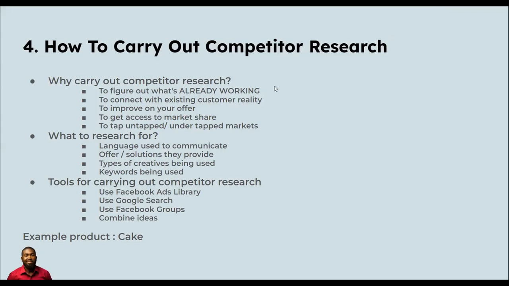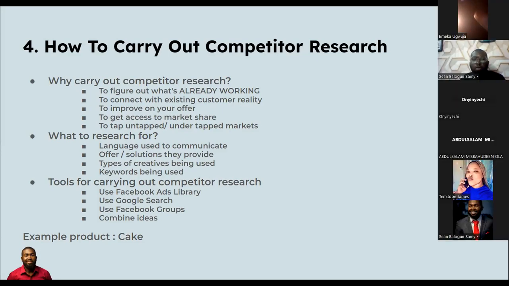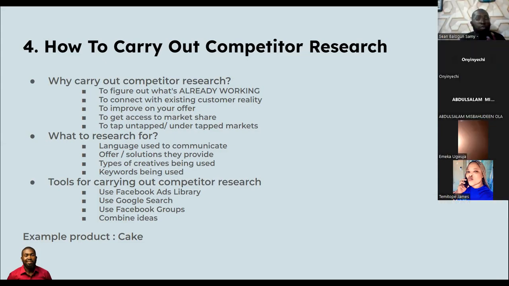So why do we carry out competitor research? One of the first things is that you want to figure out what's already working. The truth is that there's stuff already working. Your competitors are already doing stuff. So you want to figure that out, and find out how you can copy it, right? You want to know what you can do that will stand out so that you're not trying every different thing.